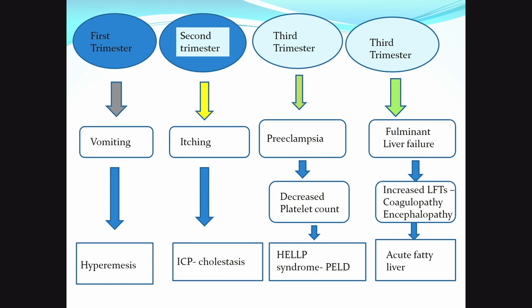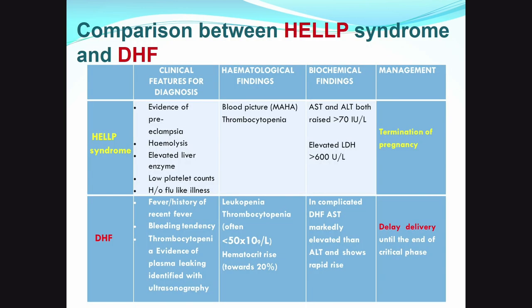Sometimes the medics might get a referral from an obstetrician saying, I have got a patient, the hemoglobin is low, liver enzymes are a bit high, and the platelet is low. Can it be HELLP or would it be dengue? The management of the two conditions is completely different. In dengue, you need to postpone the delivery, and in HELLP syndrome, you terminate the pregnancy at the correct time.